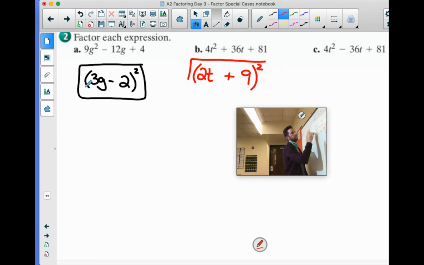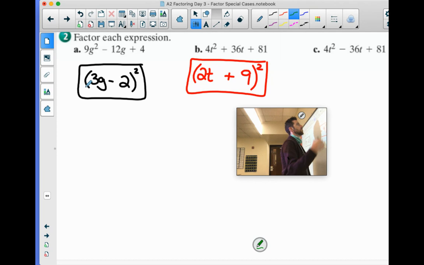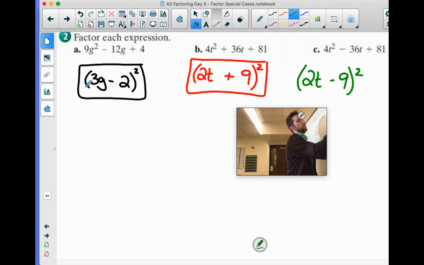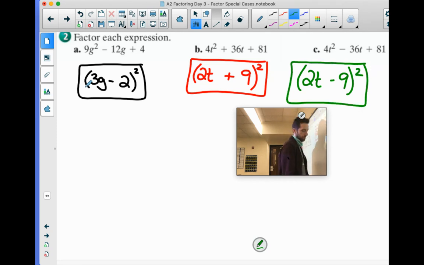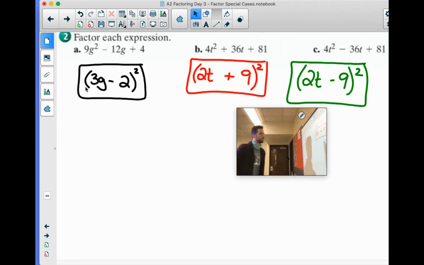Let's double check. If we multiply 2t times 9, we get 18t, times 2 gives us that 36t. You could always write these things out twice and FOIL them to double check as well. This one's the same thing, except it's just going to be a minus. So 2t minus 9 squared. Great.